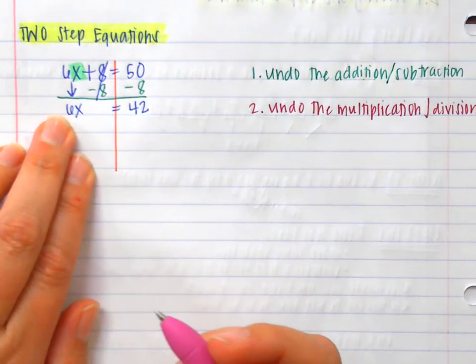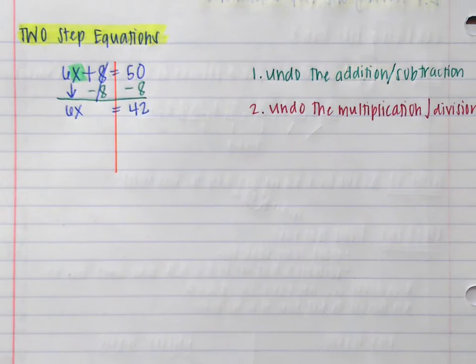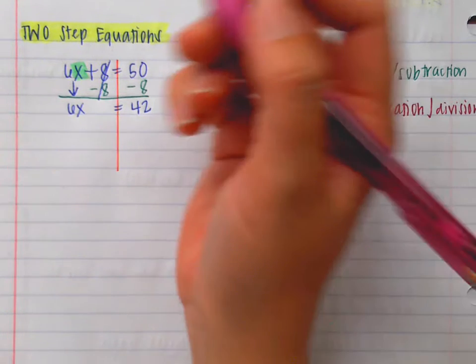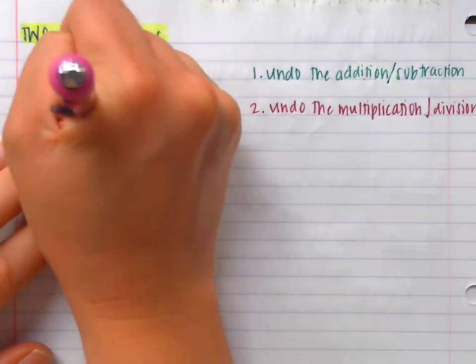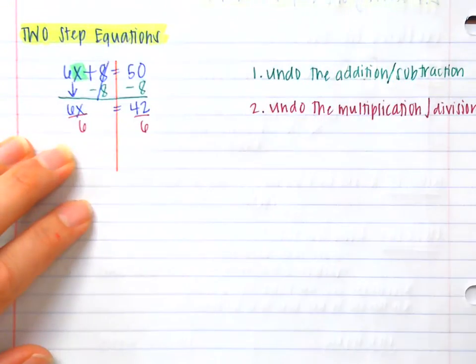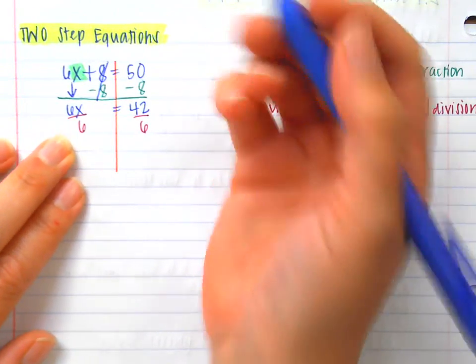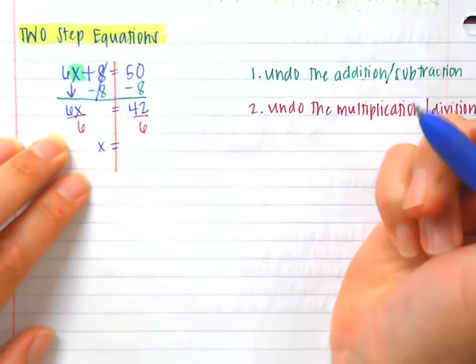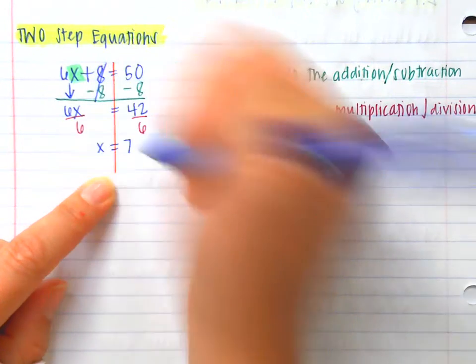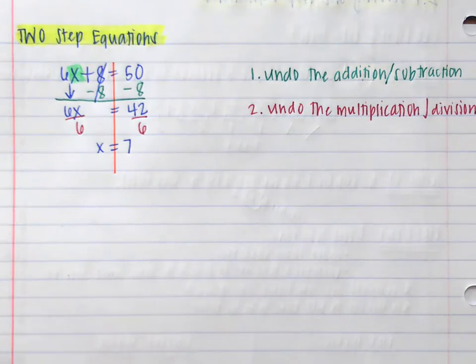So the 6 is being multiplied. Remember, when the number is next to a variable, it's multiplying. So to undo that multiplication, we need to divide both sides by 6. 6 divided by 6 is x. That's what we wanted. And then 42 divided by 6 is 7. Now x is by itself.